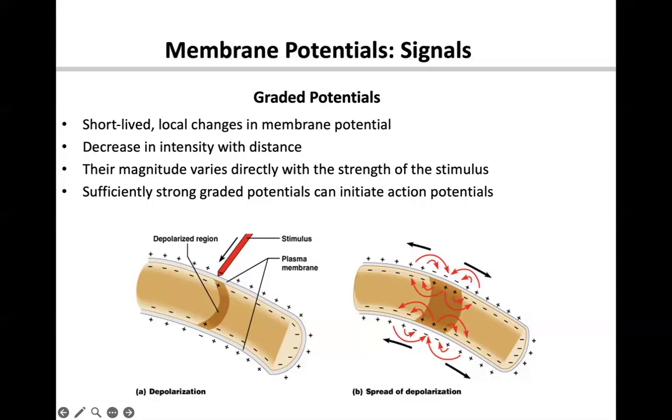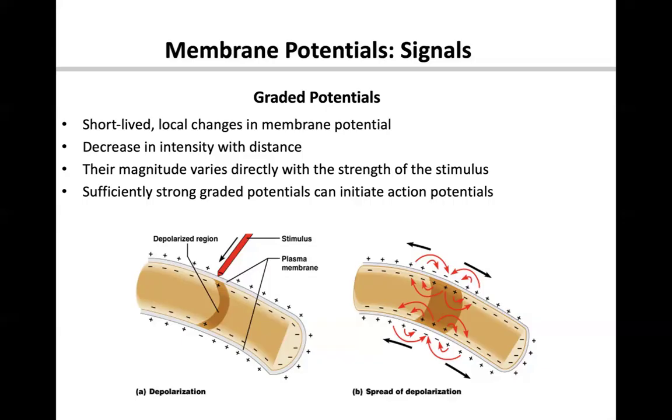The local potentials are reversible, meaning if stimulation ceases, diffusion outside the cell quickly returns the membrane voltage to its resting potential, which is negative 70 millivolts. Local potentials can be excitatory or inhibitory. We will talk about it in action potential.